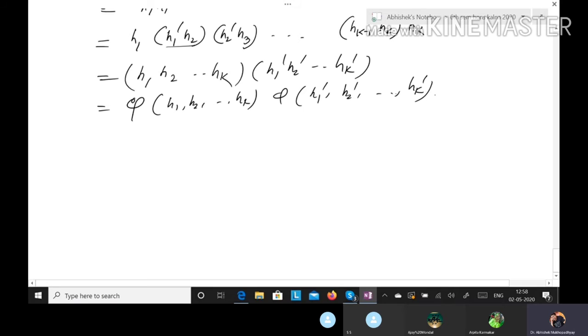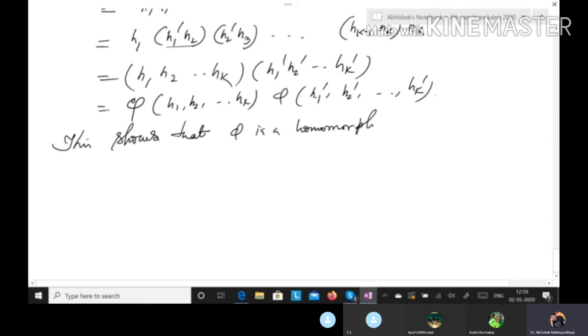So this shows that phi is a homomorphism. Now by definition it is onto. So it remains to check that the function is 1-1. For this reason, we need to consider the kernel of this map.